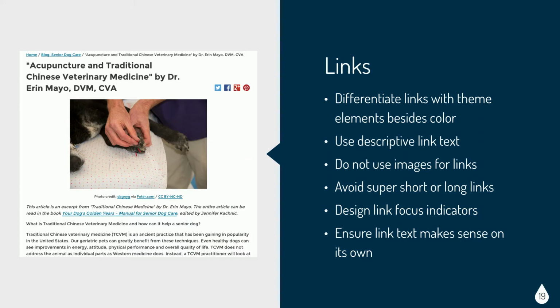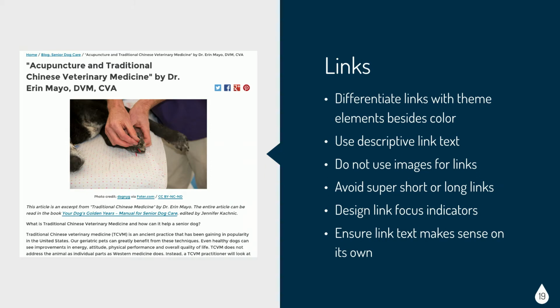So some of the things that you want to do here for the links, differentiate the links from the elements besides color. We kind of talked about that already. Use descriptive link text. So instead of saying click here, you want to say for more information on whatever, click here, or something a little bit nicer than that. That's kind of a long link, because later on I'll say do not use super short or super long links as well. Do not use images for links.